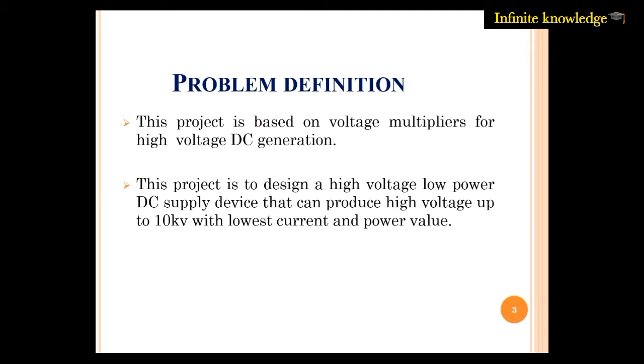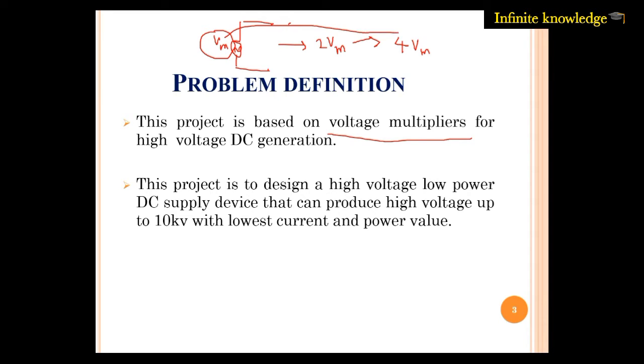So what is the problem definition? This project is based on voltage generation. It means this project is based on voltage multiplier. What does it mean by voltage multiplier? We multiply the voltage. First, if you apply a voltage, that is Vm, and if you use a multiplier circuit, you get an output voltage of 2Vm. It means double of the supply voltage. So if you use another multiplier circuit, you get 4Vm. So this is how this project works, and we can multiply the supply voltage any number of times using a multiplier or voltage doubler circuit.